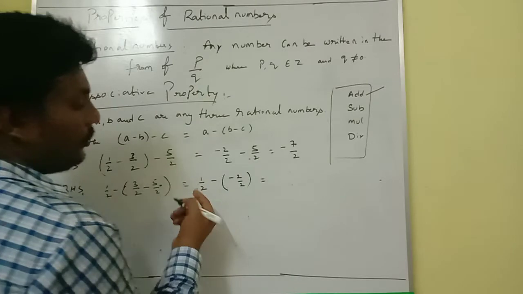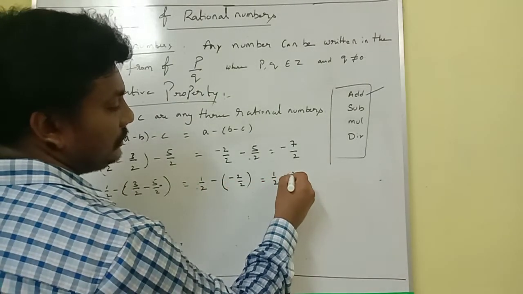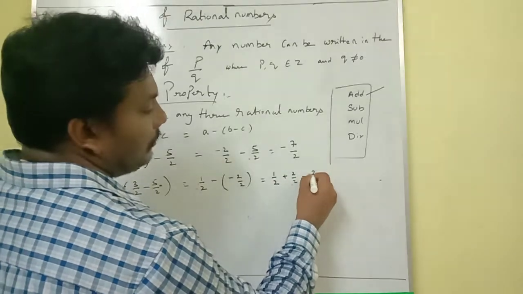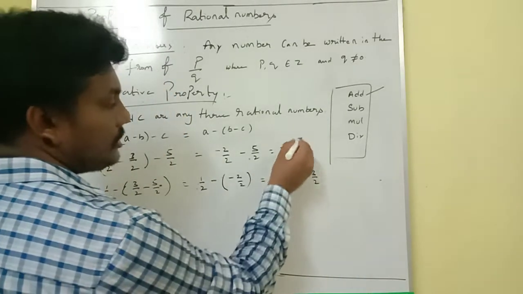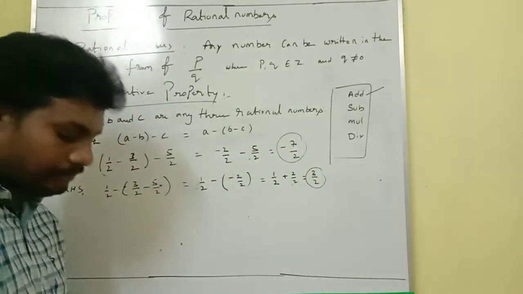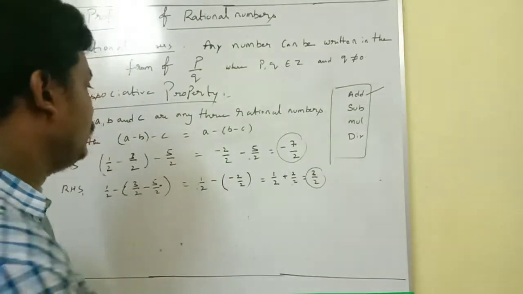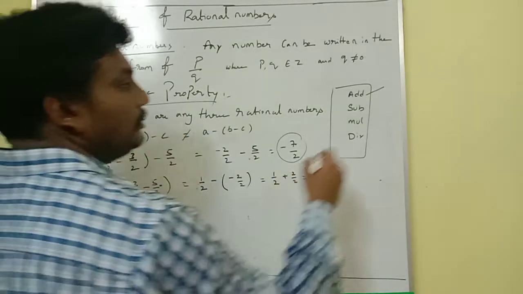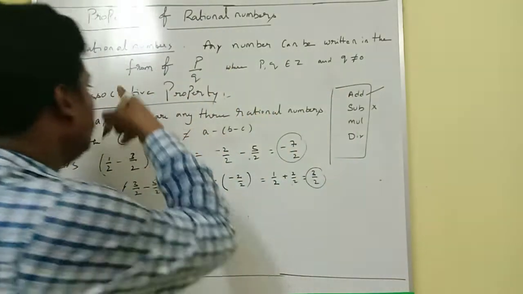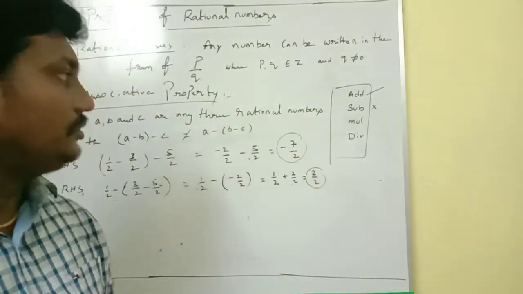So now if you take this value, this is 1 by 2, minus into minus becomes plus, this is 2 by 2. So total value becomes 3 by 2. So here this is minus 7 by 2 and this is 3 by 2. But they are not the same. When the result is not the same, that's the reason why this is not suitable. Subtraction is not possible over associative property.